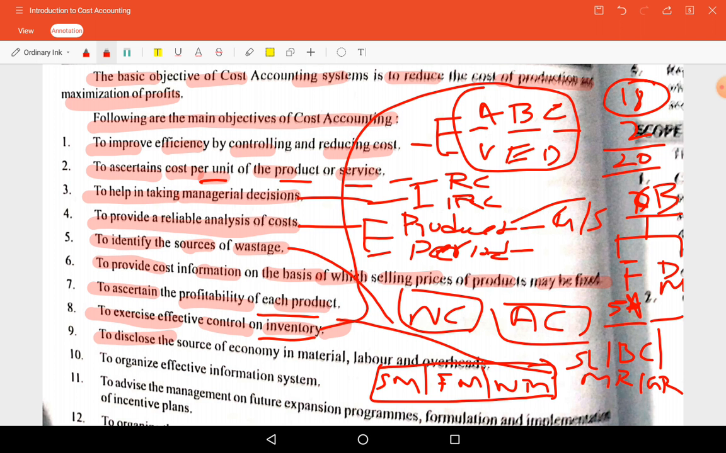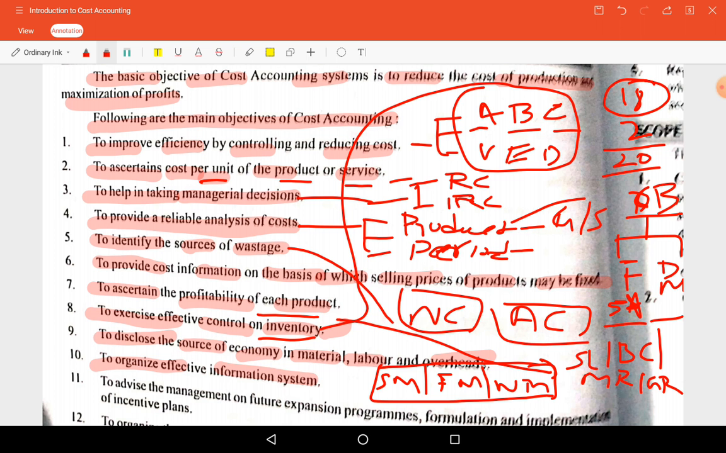To disclose the sources of economy in material, labor and overheads, there is element wise classification, showing how much cost is incurred in material, labor and overheads. Material and labor are direct in nature, overheads are indirect in nature. Next, to organize an effective information system.